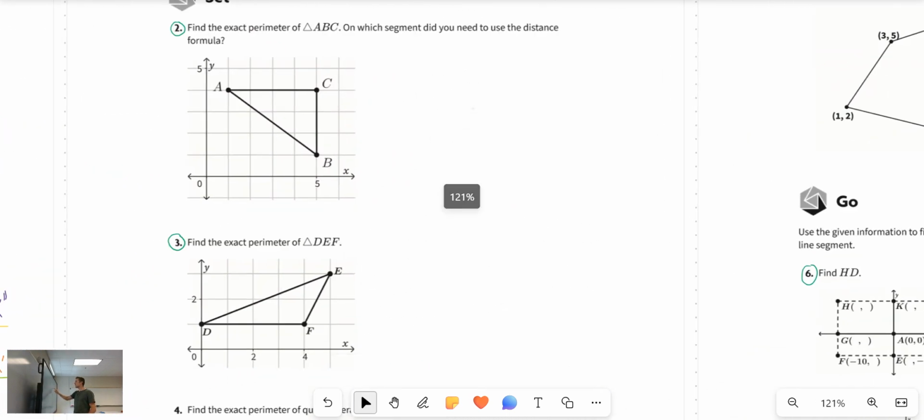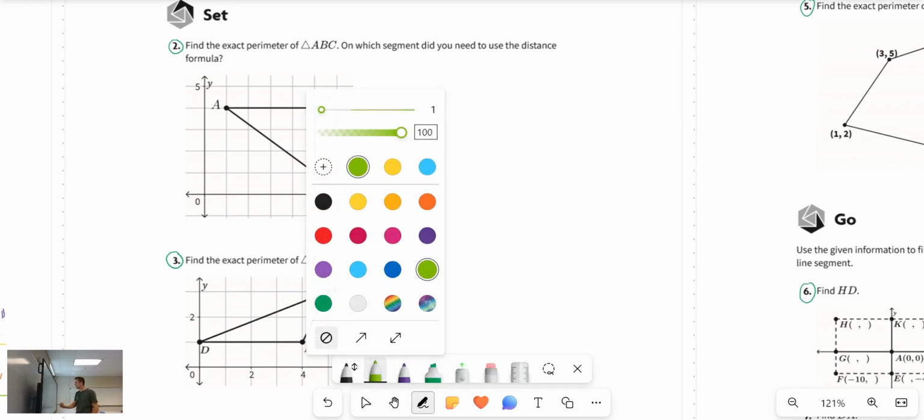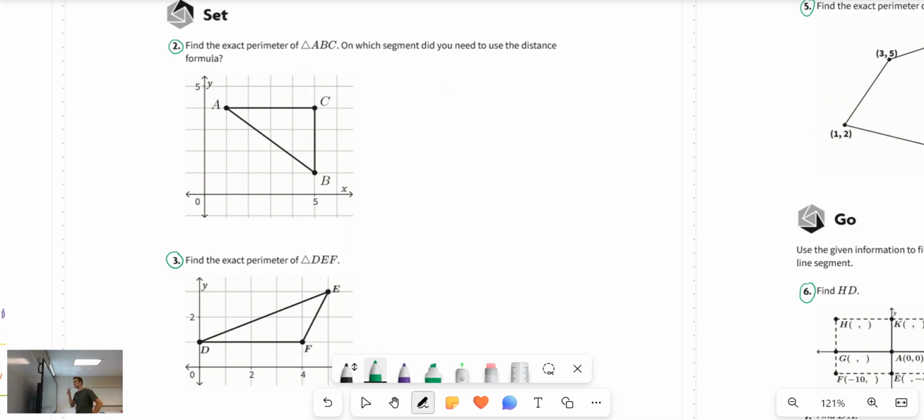All right, for the set, find the exact perimeter of triangle ABC. On which segment did you need to use the distance formula? So, using distance formula, let's get right into it. ABC. All right, so first off, we know that this is the point, right? That's 1 and that's 5. So we already know that this is from 1 to 5, so that's a distance of 4, right? This looks like a height of 1, and this is a height of 4. So this is a height of 3, so we got a distance of 3.